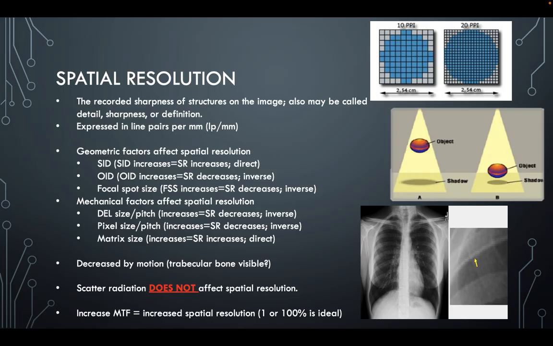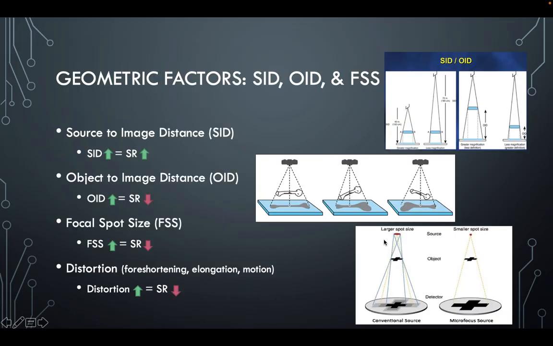It is going to affect your contrast. If I increase my MTF, I'm going to increase my spatial resolution. Remember, 1 or 100% is ideal, but that is never actually possible. Geometric factors, I have SID, OID, and focal spot size, so source to image distance, object to image distance, and focal spot size.